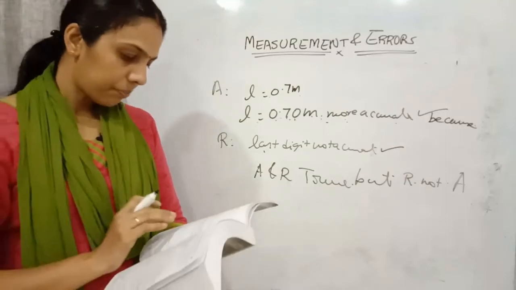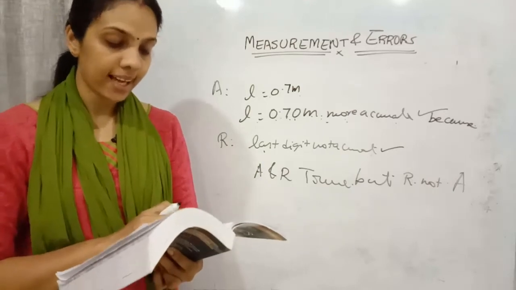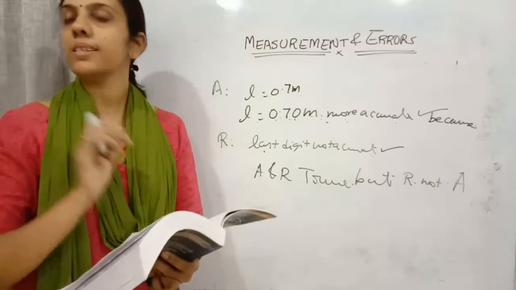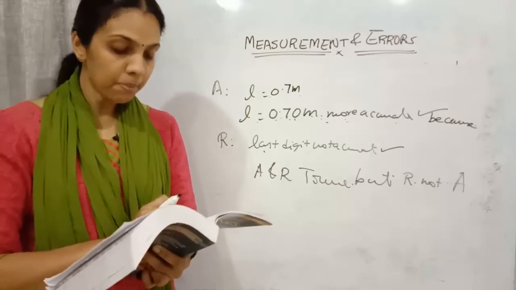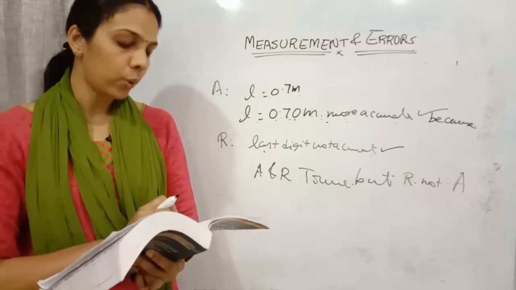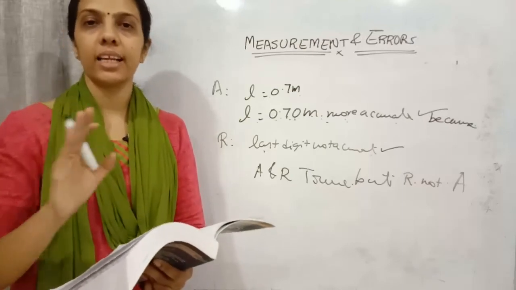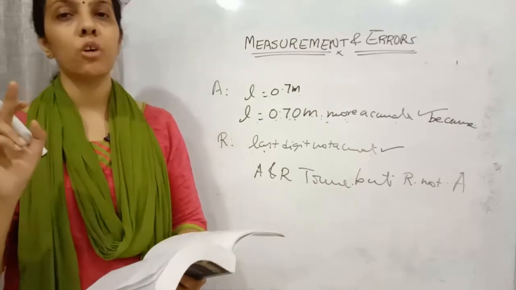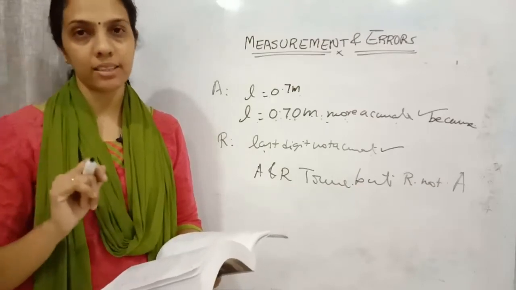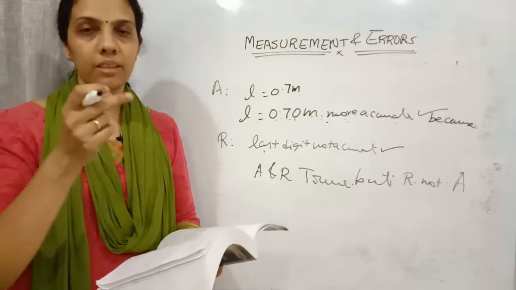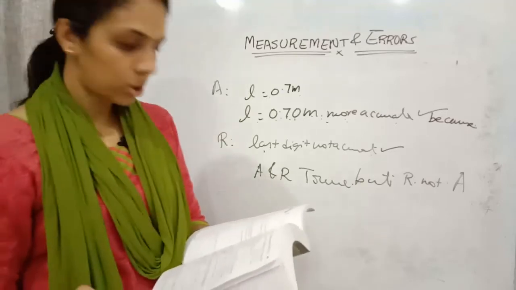Second one. Assertion: the watches having hour hand, minute hand and seconds hand have least count as 1 second. Reason: least count is the maximum measurement that can be measured accurately by an instrument. So the assertion says watches with hour hand, minute hand, second hand, everything has a least count of 1 second. Is it correct? No. With the hour hand, we can measure minimum 1 hour, right? But in the second hand alone, we get 1 second as least count. So that is not true.